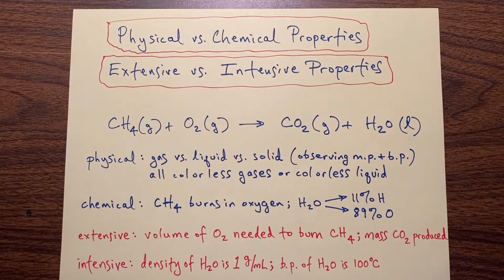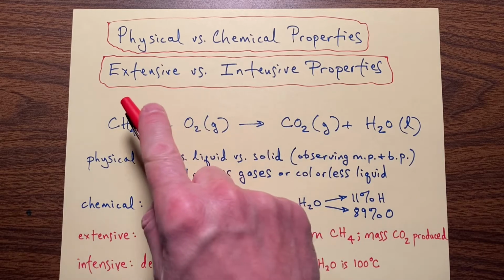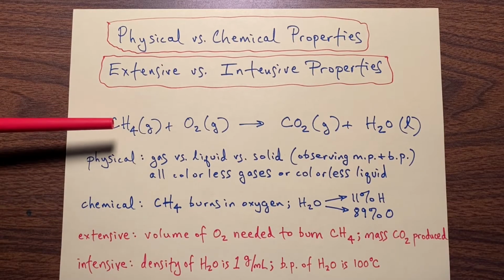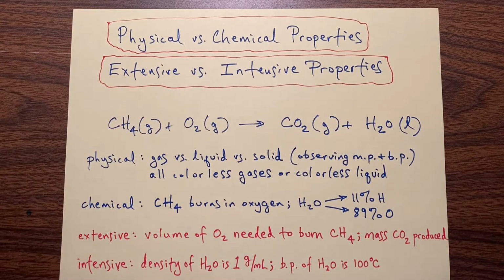But I just want to clarify for you the way we describe matter and its properties can be described with 4 terms. We've already discussed physical and chemical properties or changes, and there's a couple more useful terms: extensive versus intensive properties. So if we look at this reaction, we're observing physical properties if we just observe that methane's a gas, oxygen's a gas, CO2 is a gas, and water's a liquid. By making those observations, we're not changing the substance. Its chemical makeup is unchanged.